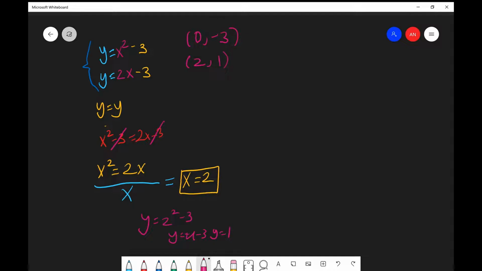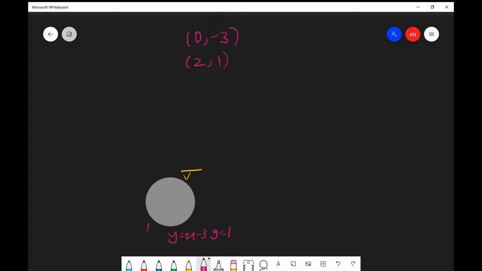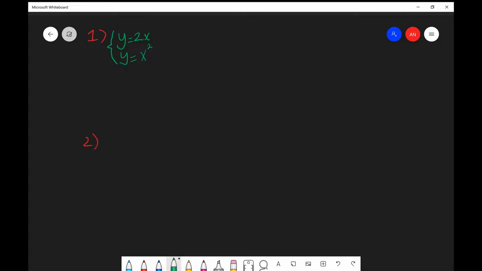Okay, let's get into some practice problems. Okay, for the practice problems, let's take y is equal to 2x and y is equal to x squared minus 3.